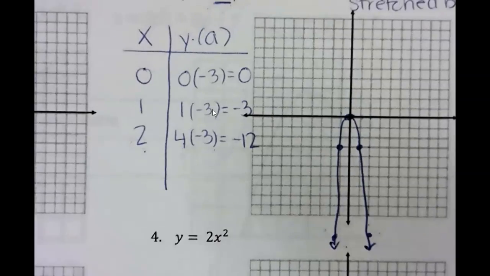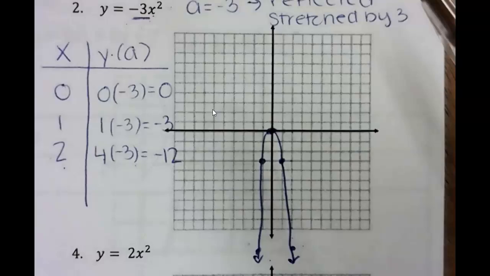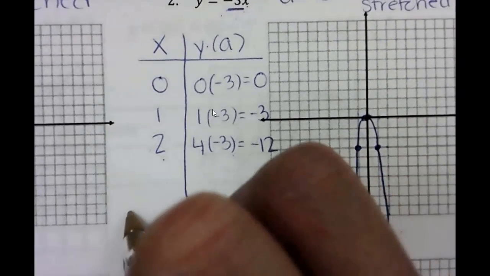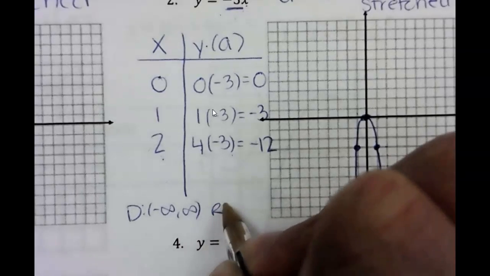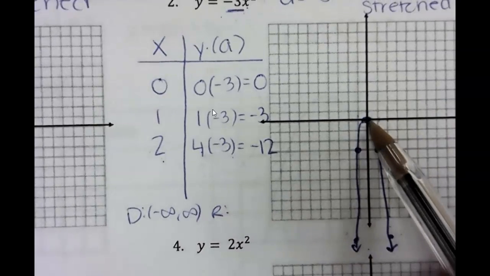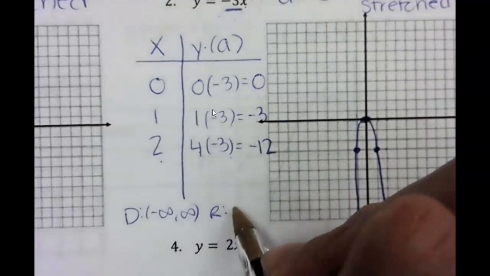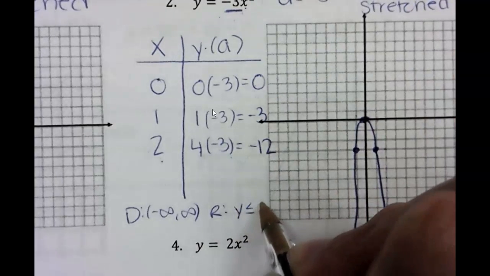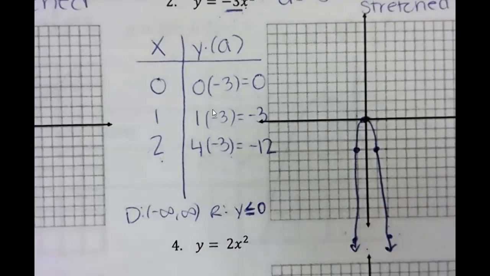So my graph is everything I said. It's narrow, it's reflected. But again, you can see that the domain is always all reals. And the range is dependent upon the vertex's k value, which is this point right here. This time it's less than or equal to 0 because it's open down like a frown.